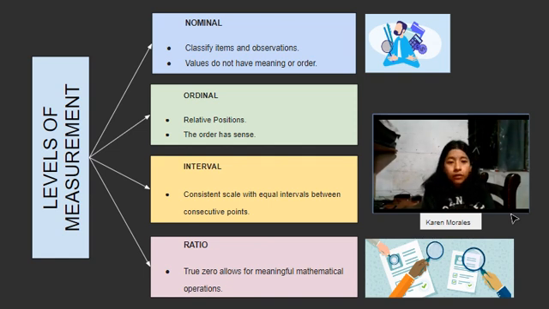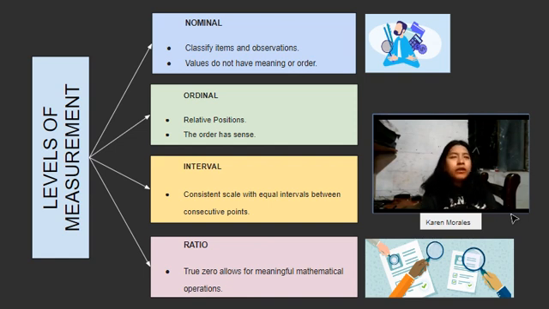Okay, the second one, as we can see here, is the ordinal measurement. It is a type of data measurement that categorizes and orders items or observations based on a meaningful sequence or ranking. In this scale, the categories have an order, but the intervals between them cannot be measured precisely.